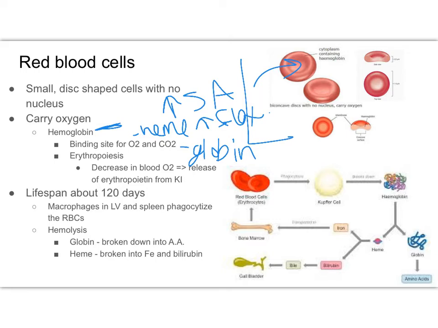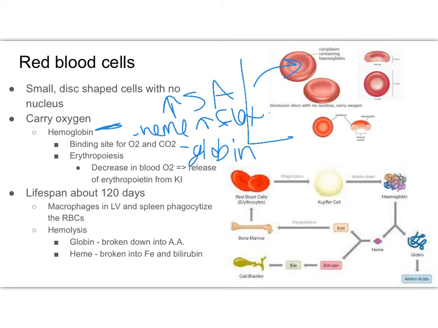Okay, and the red blood cell has a higher affinity for CO2 than it does for oxygen. So if the CO2 levels in our blood become too high, it makes it difficult for oxygen to be able to bind to the red blood cells. Okay, so the heme is where the oxygen will bind, which is the iron. The CO2 is the protein globin, the globin is the protein that the CO2 will bind to.